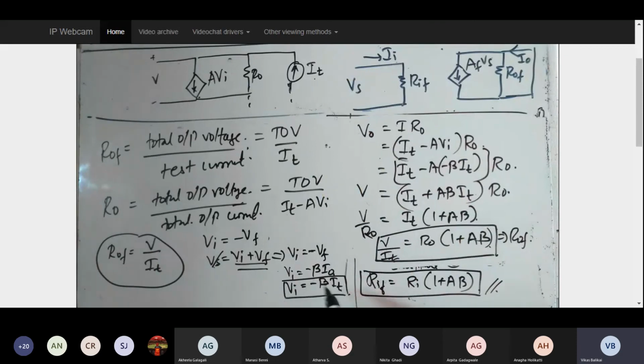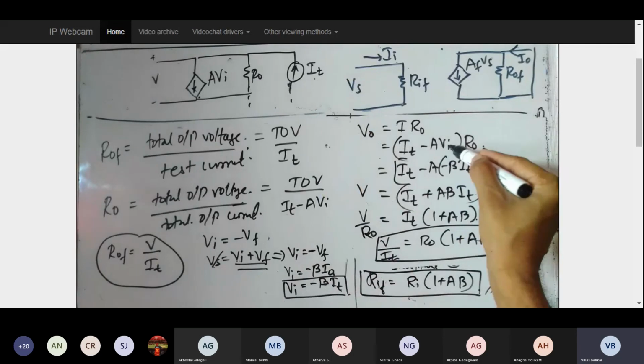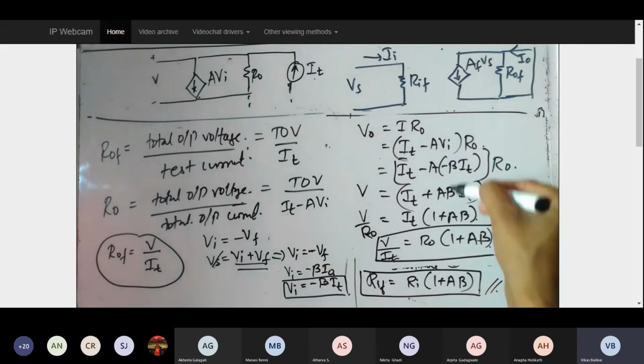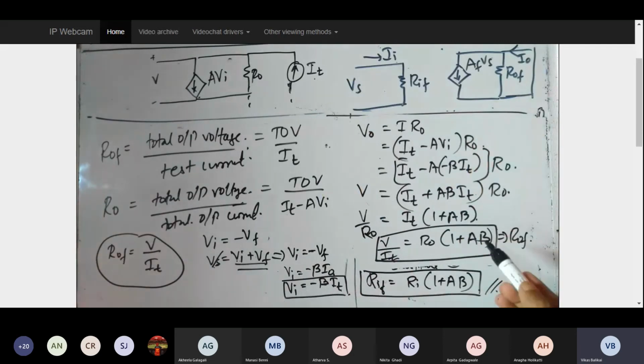I bring this and substitute it here and do the simplification. Finally, I obtain at the LHS V upon IT, that will be expressed as R naught times 1 plus A beta. And V upon IT is nothing but ROF. So this is how I achieve the entire feedback resistance at the output side. So ROF and RIF for my transconductance amplifier are going to remain same over here.